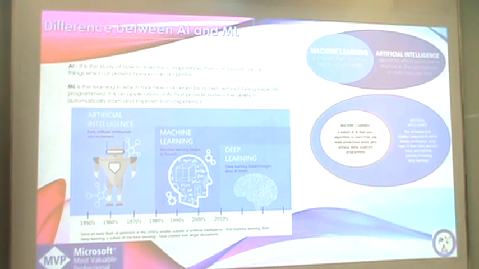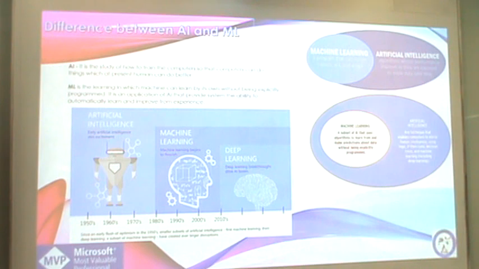So, the difference between machine learning and artificial intelligence. As I told, from 1950 to 1970 artificial intelligence was introduced and used. After that, from 1980 to 2010, the machine learning concept was introduced and used. And now, for more, we are using deep learning. Deep learning is the advanced version of machine learning and artificial intelligence, and it contains both artificial intelligence as well as machine learning.